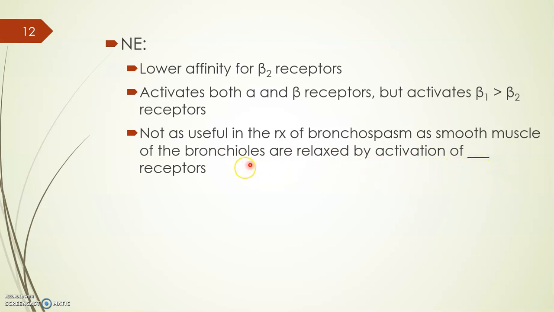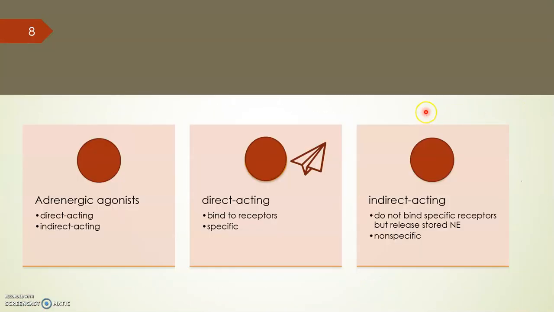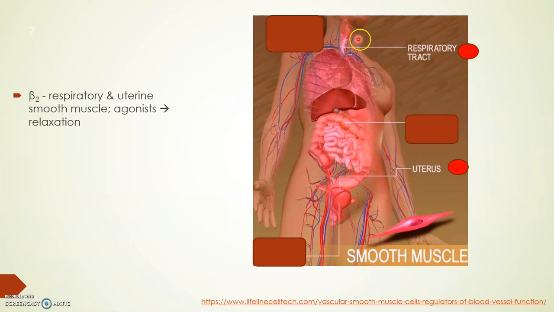That's why it's not that useful, because norepinephrine activates more of the beta 1, which we know is mainly in the heart. Whereas beta 2, as we have shown in the picture a few slides ago, is in the respiratory tract and the uterus. So if you have something that acts more on beta 1, it's not going to be that useful for conditions affecting the respiratory tract and the uterus, such as in asthma.